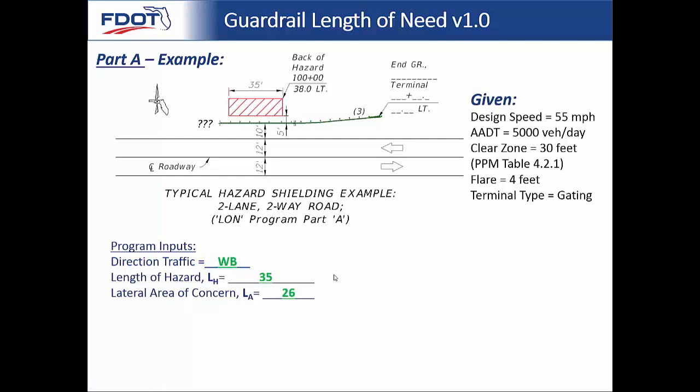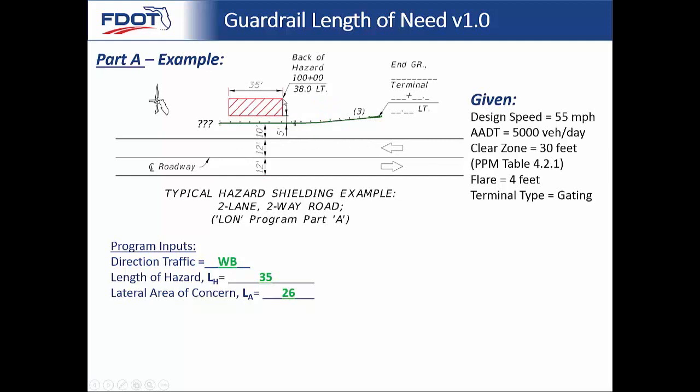Now, you say, how do we come up with that? We're coming from right to left, and we know our clear zone is 30 feet. Clear zone is measured from the edge of the travel lane we have here. So the first thing to consider is whether this hazard is within the clear zone. Now, the back of the hazard is at 38 feet, but that's measured from the center line. Everything with AASHTO is measured from the edge of the traffic lane that we're designing for. So you take that 38 feet and subtract 12 off of it, and that gives you 26. That's where our back of hazard is. Our back of hazard is 26 feet away from this traffic lane coming from right to left.